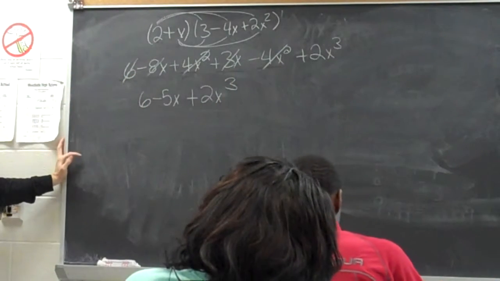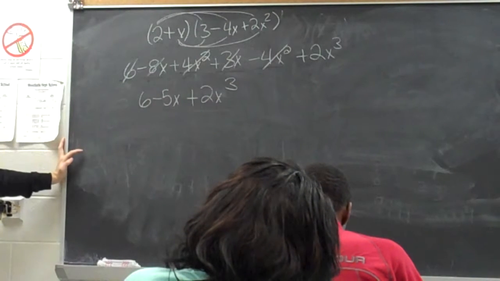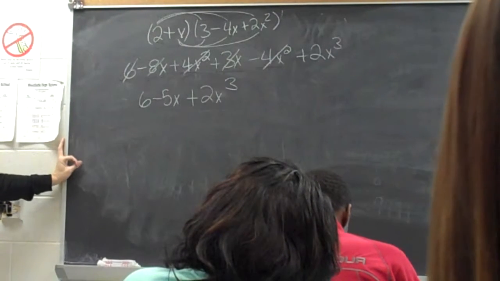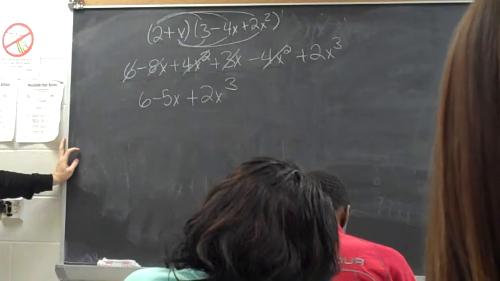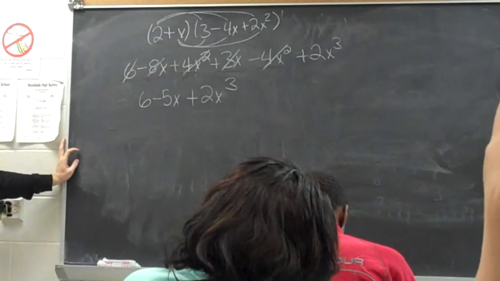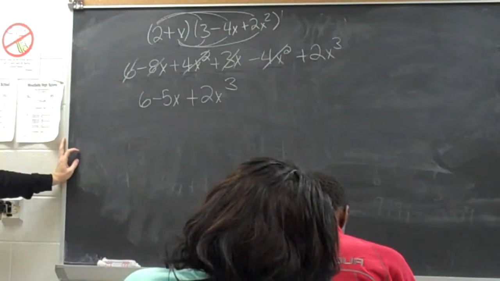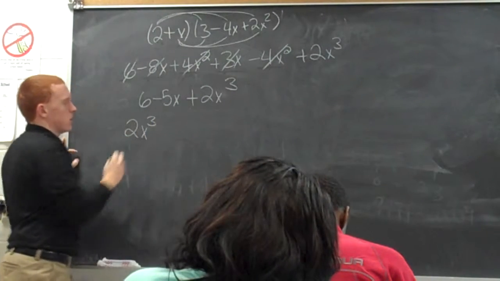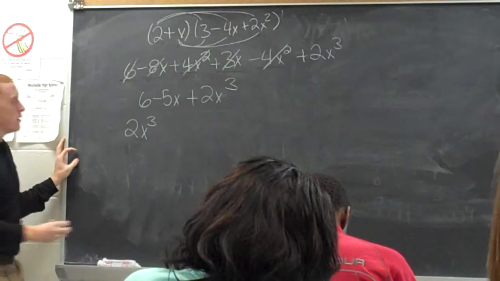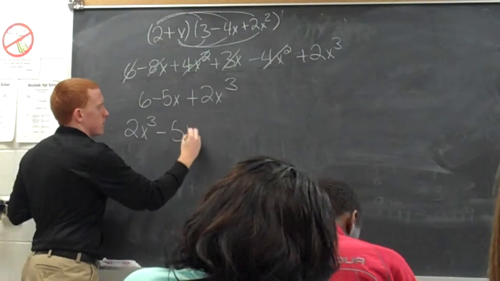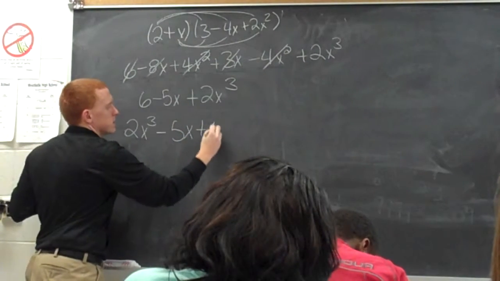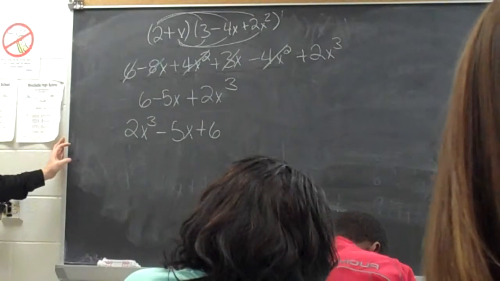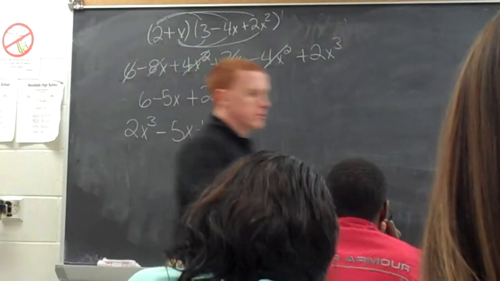No. Got to put it in standard form, right? So, how do I put it in standard form? I'm going to put the x cubed first, absolutely: 2x cubed minus 5x plus 6. Great job there. That one looks good.